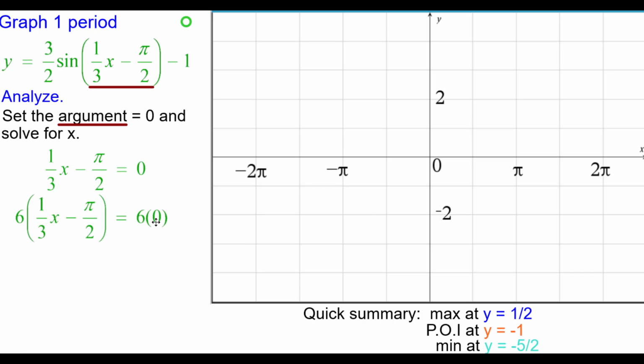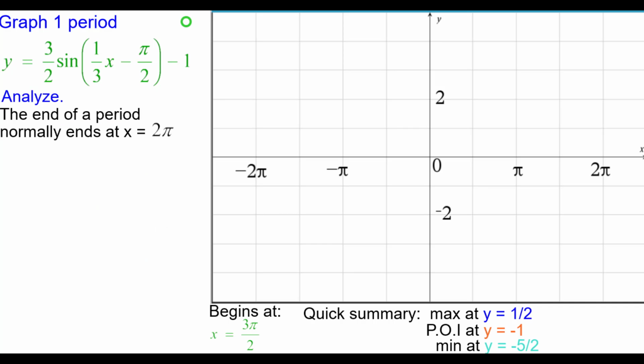Multiplying through by 6 will clear out the fractions. 2x minus 3 pi equals 0, so let's go ahead and add 3 pi to both sides, and then divide both sides by 2. So our first period is going to begin at x equals 3 pi over 2.